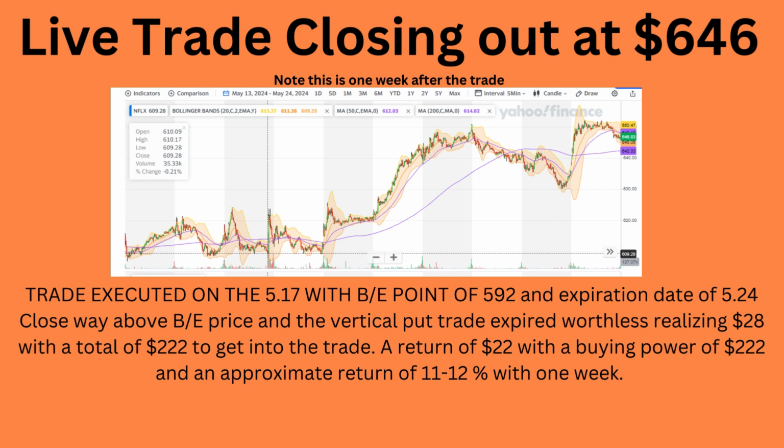Checking back on the results on the 24th of May, at which point the vertical put expires, and it expires worthless as the Netflix stock closed at 646. This vertical trade had a break even point of 592. So the trader pocketed $28 in profit, which cost him $222. This translates to an 11 to 12% return in 1 week. Very good returns, I would say, very handsome, and you will love it too.